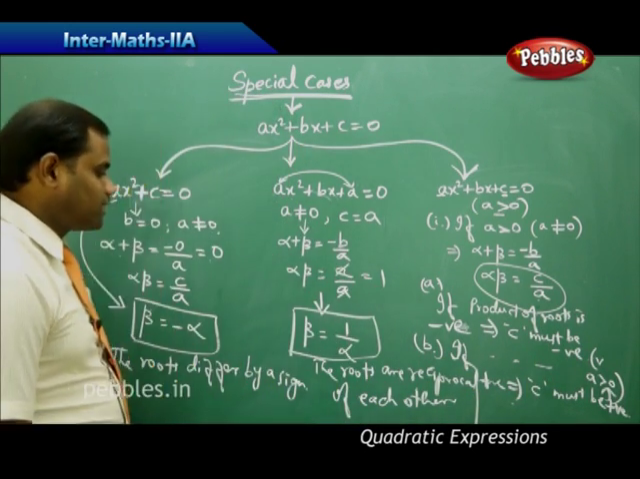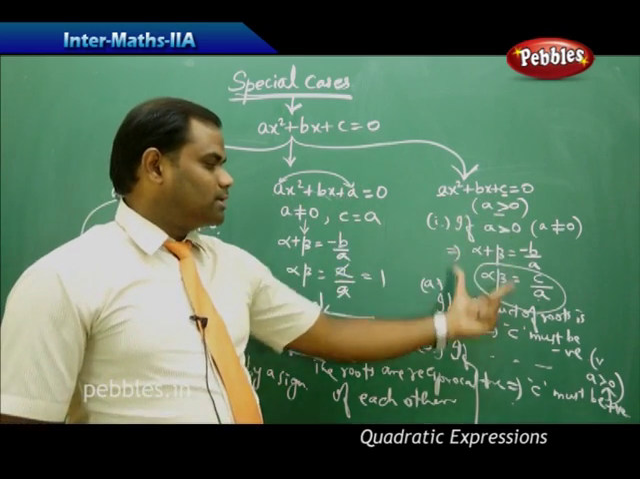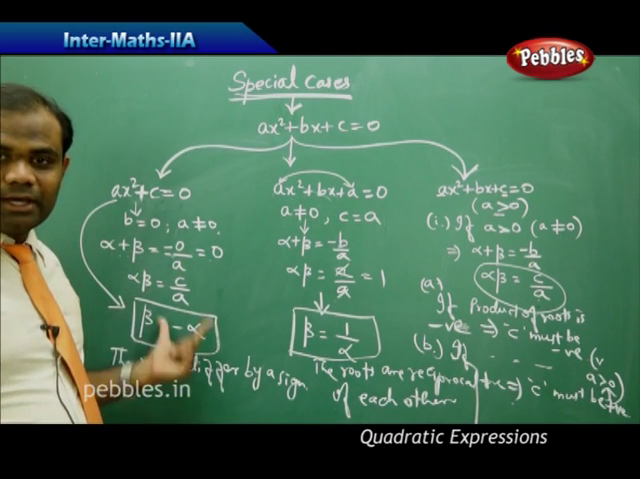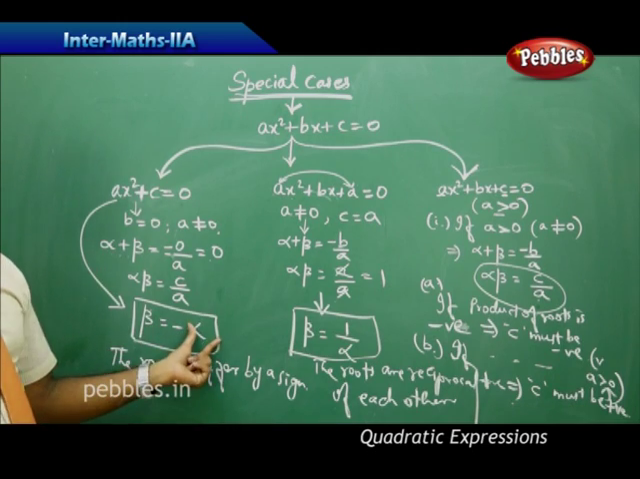So with these three different cases, we understand that as the quadratic equation changes, the properties of the roots will behave in a different way. In the first case, the roots differ by a sign.